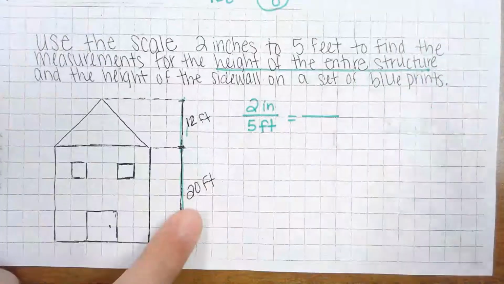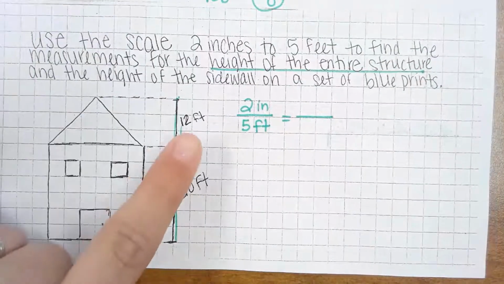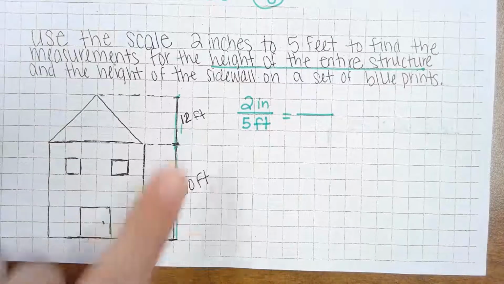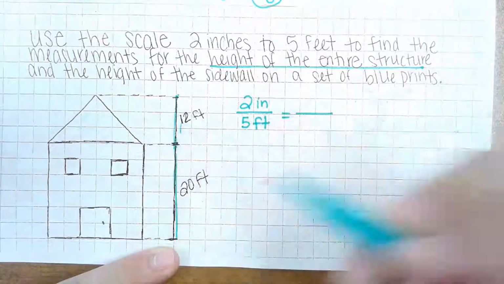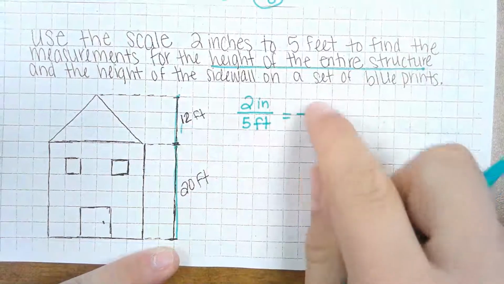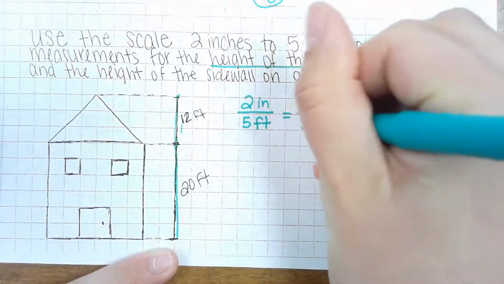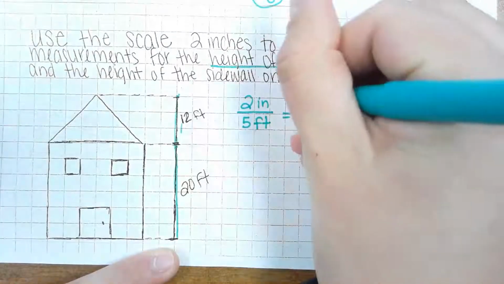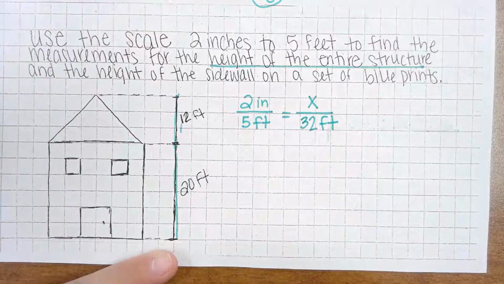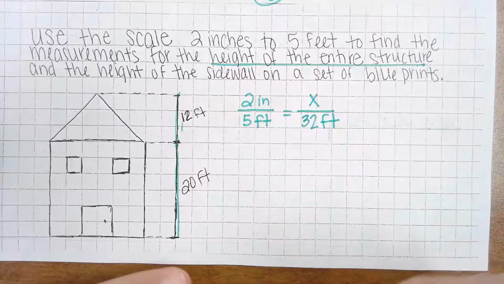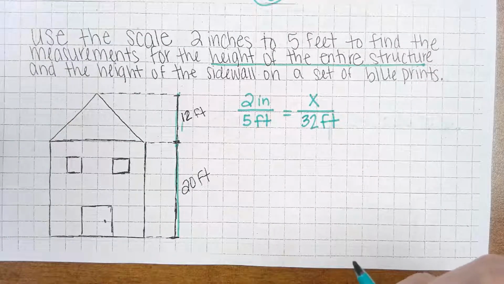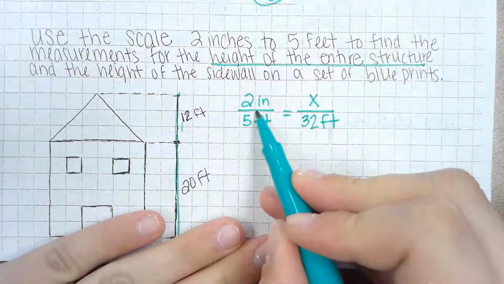So if the wall was 20 and the roof was 12, add those two together and you get an entire length of 32 feet. So in my fraction, remember actual goes in the denominator, so I'm going to keep 32 in the denominator, and then x is going to stay my numerator. Okay, so this will be the height of the entire structure on the blueprint, so let's go ahead and solve.